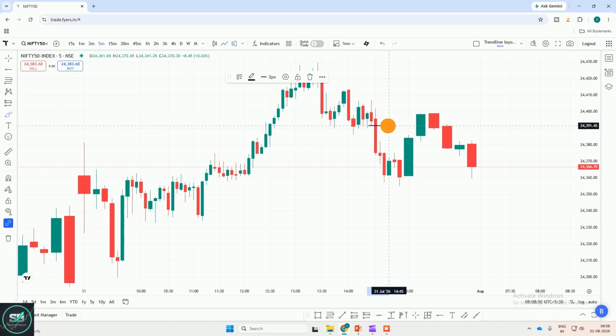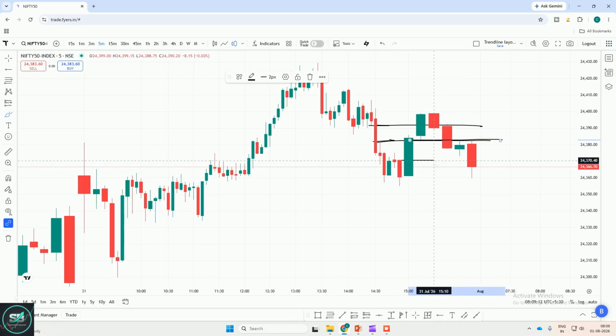So this is candle low, this is candle high. This is also getting formed at a swing high. So this is a bearish FVG. And immediately you have seen the bullish FVG here.